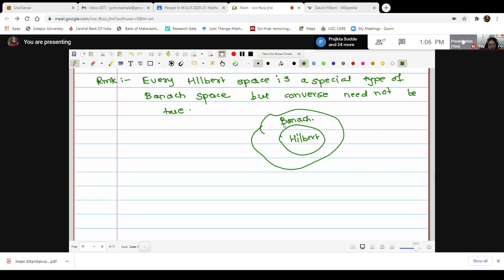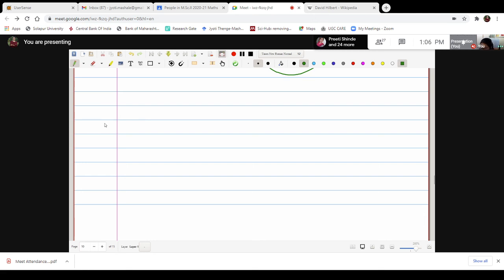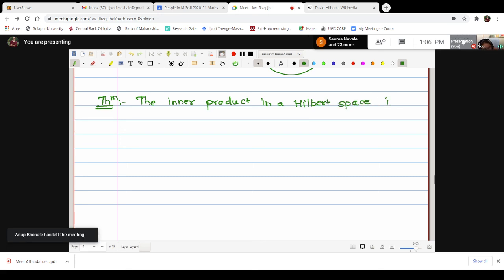Now let us go to one more theorem in which we are going to say that the inner product is jointly continuous. Let us write the statement. The inner product in a Hilbert space is jointly continuous.